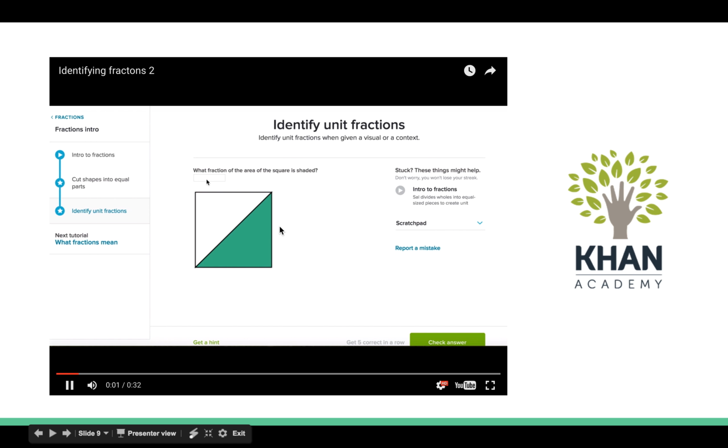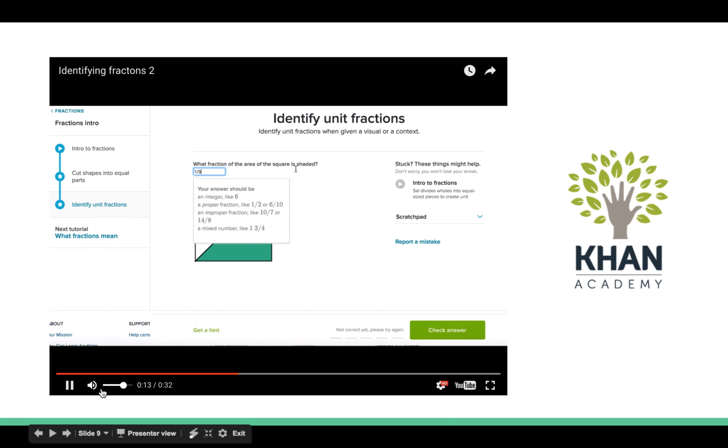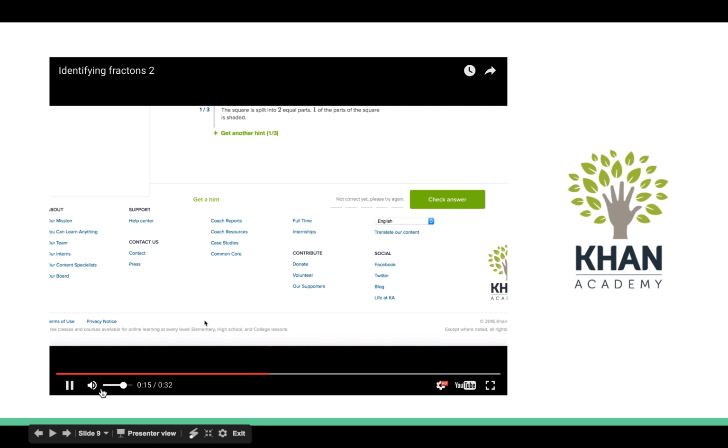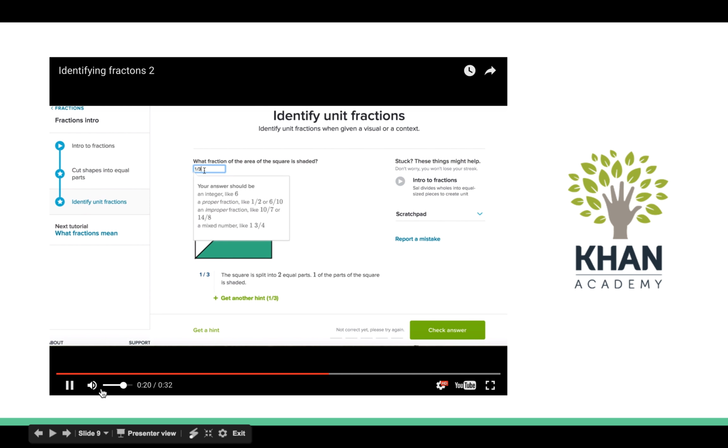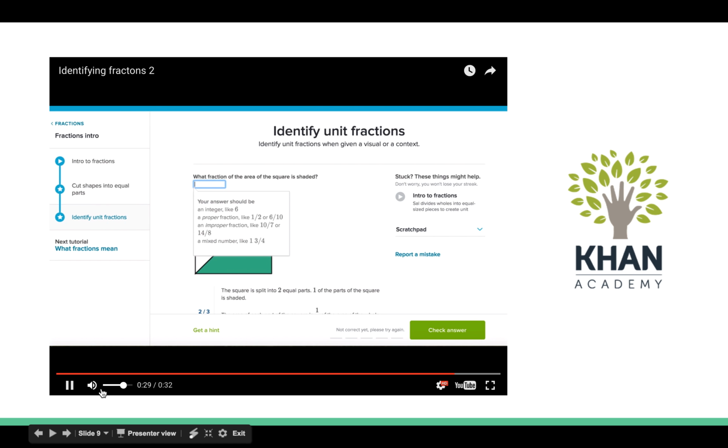So the second activity focuses on naming parts of shapes within a whole. You have a couple of options on how to name your fractions. And this explanation helps the students during the activity. And again, they're also allowed to look at 3 hints that will help them understand the activity and the topic. So let's type in the wrong answer again, just to see what kind of helpful hints they give us.